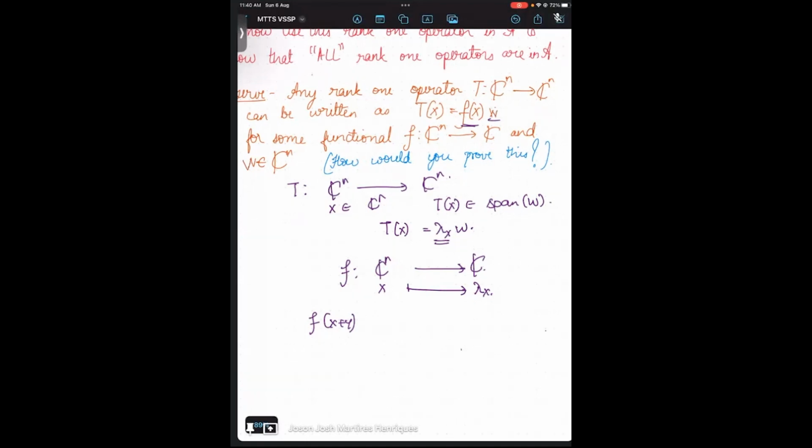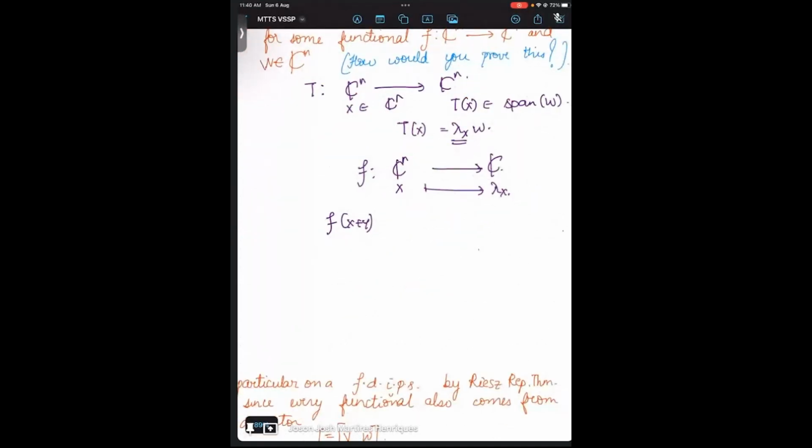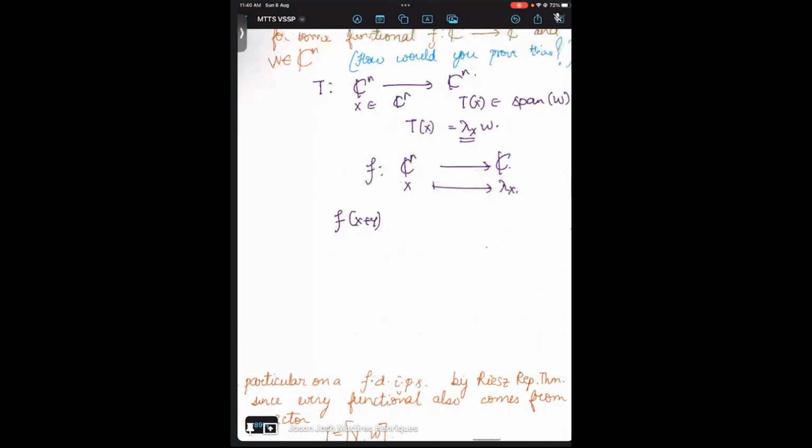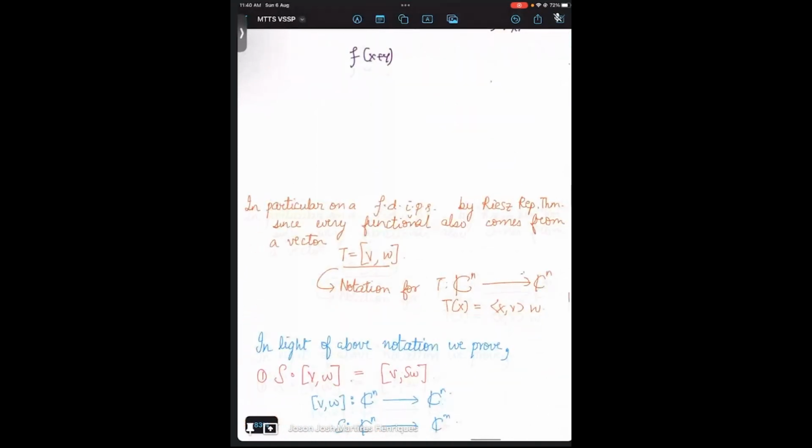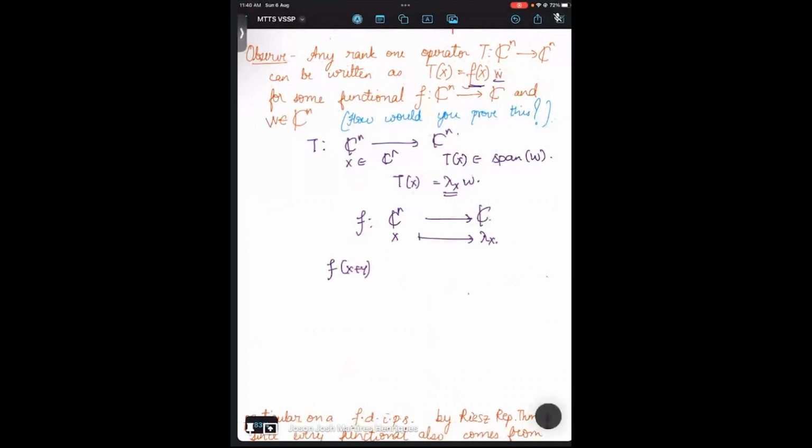Sure. Okay, so I leave this to you to check then that this would in fact be a functional that behaves well with plus and dot. So in particular, we now have a better idea of what rank 1 operators in fact look like. Any rank 1 operator T is going to be some functional times a fixed vector. And by the Riesz representation theorem, we know that every functional also comes from a vector. So every rank 1 operator on Cn is going to be determined by two vectors. One is the vector v, which determines the functional, and the other one is the vector w, which determines the direction in which I'm going.